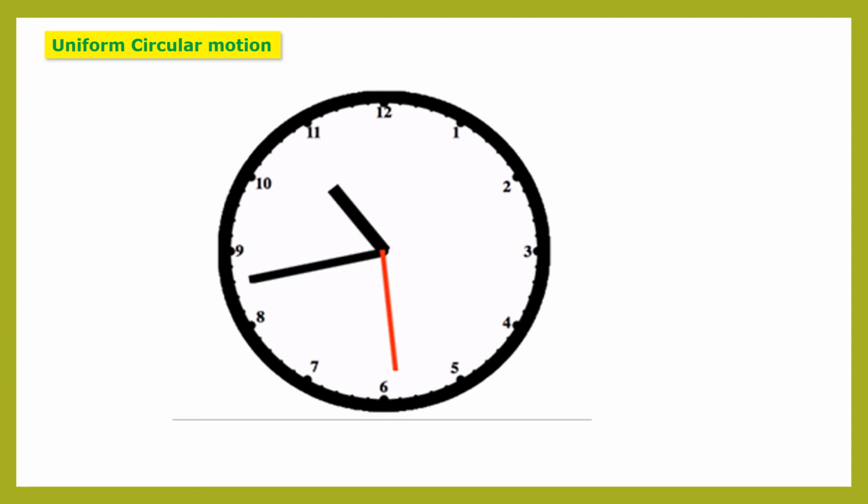As the tip is moving along a circular path, its motion is called uniform circular motion. Such type of motion is called uniform circular motion. In the environment, or in our day-to-day life also, children, we see many such examples of uniform circular motion.